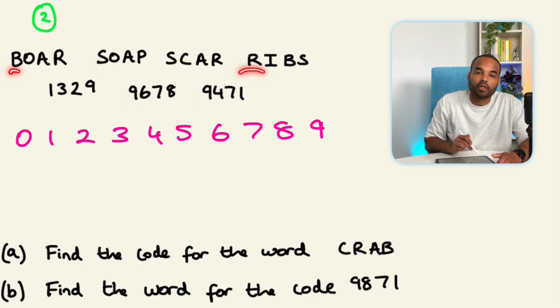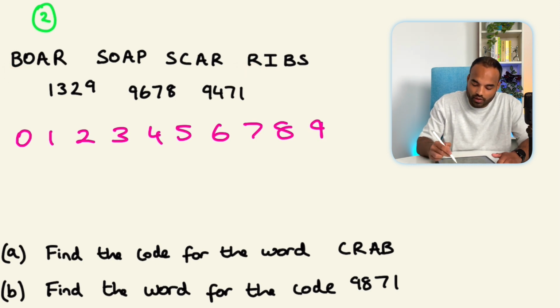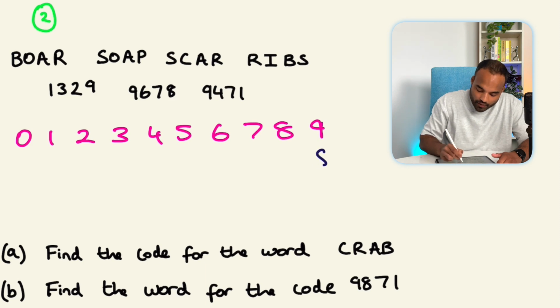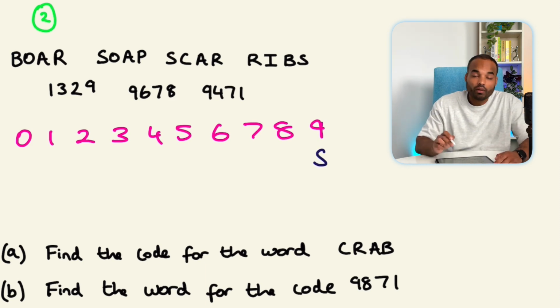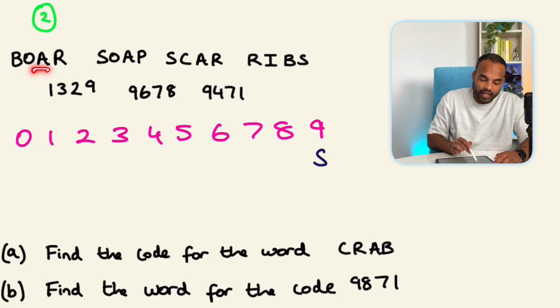It can't be bore or ribs because they don't start with the same letter. So S must be 9. So I can come back down here and write that S must be 9. We can also see A is a repeating letter. It's also in the same position in 3 of the words. So there's an A in bore, an A in soap, and an A in scar.